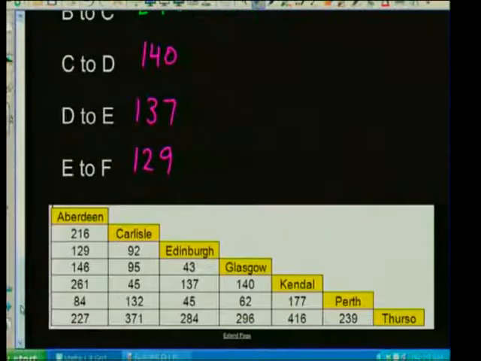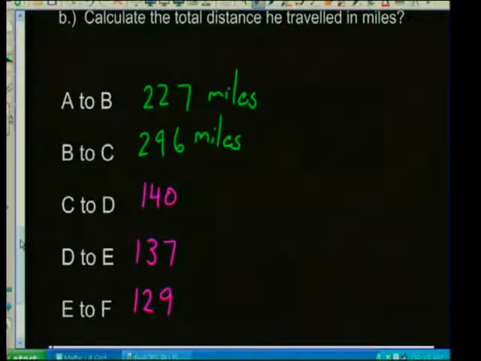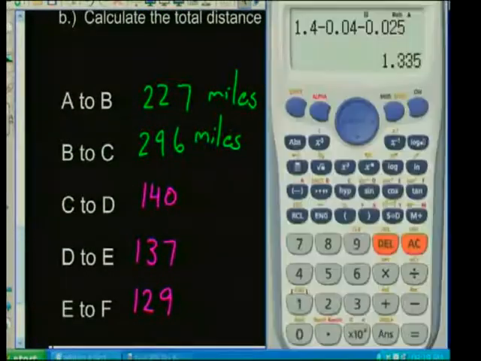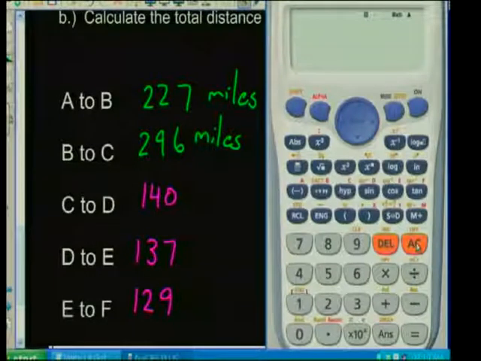Now the question was, what is the total? So I need to add these all up. So now I'm just going to get my calculator out, and when you're adding a lot of numbers, just be careful and double check that you're entering the right number. What I actually like to do is I like to add the numbers twice, just to ensure that I've got the same number again. But I'm just going to do this very carefully, so we won't add it twice. 227 plus 296 plus 140 plus 137 plus 129. As I'm entering, I'm checking that the numbers are the same, and I get an answer of 929.